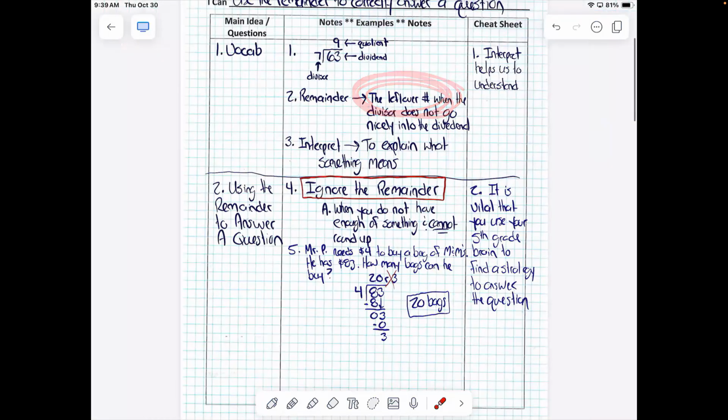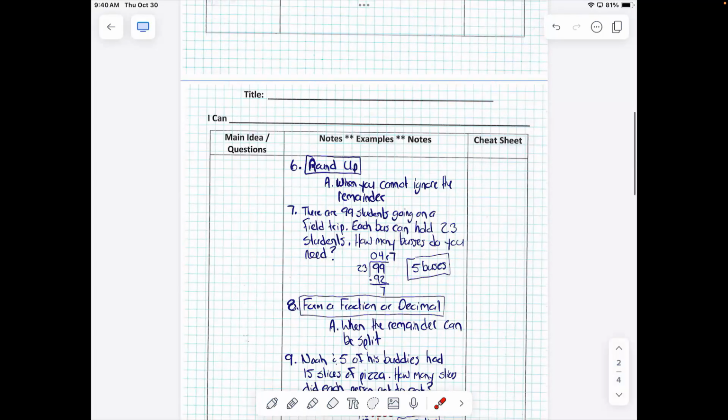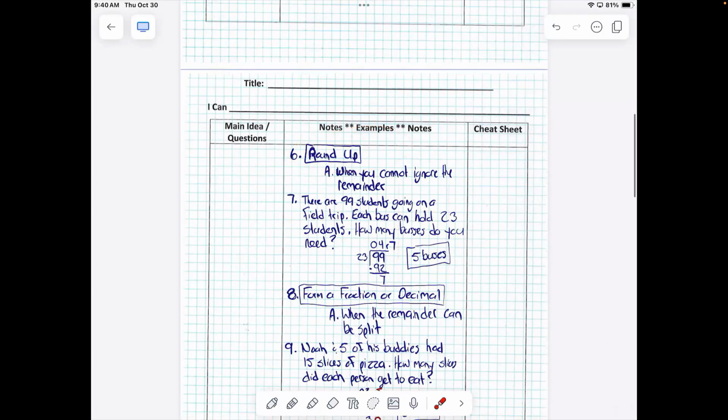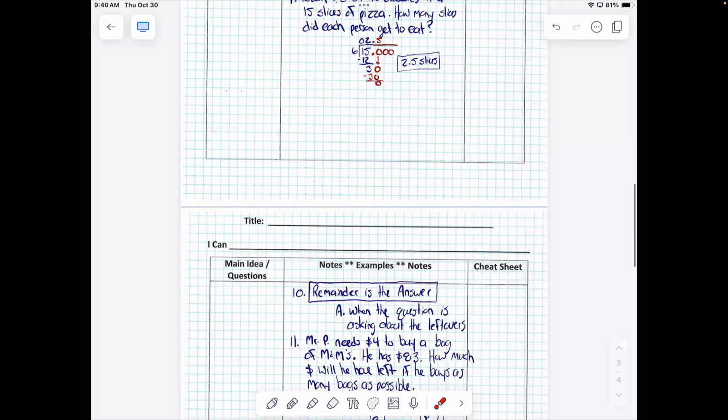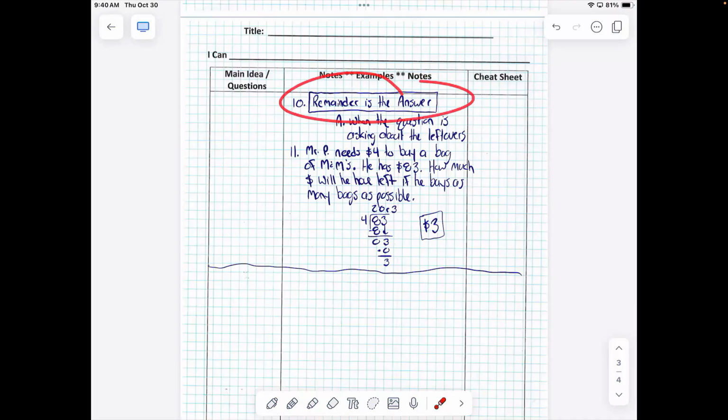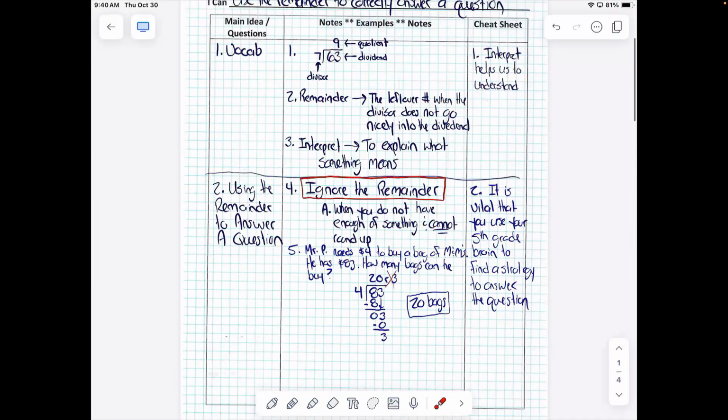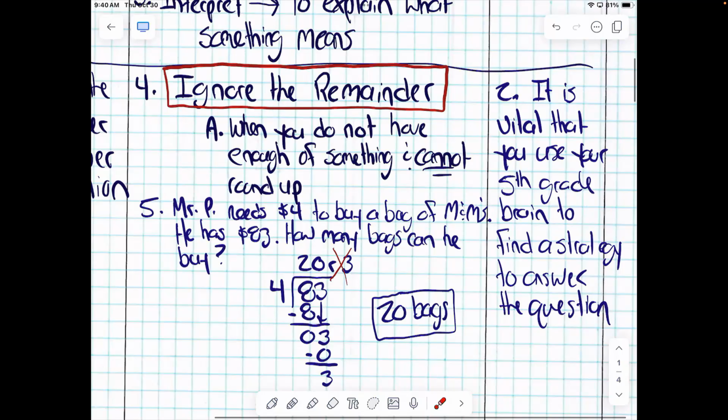There were 4 strategies that we used. Strategy 1, on the count of 3, read that. 1, 2, 3. Ignore the remainder. Strategy 2. Round up. Strategy 3. Form a fraction or decimal. Strategy 4. Remainder is the answer. Doing great. Now I need you to follow along with me.